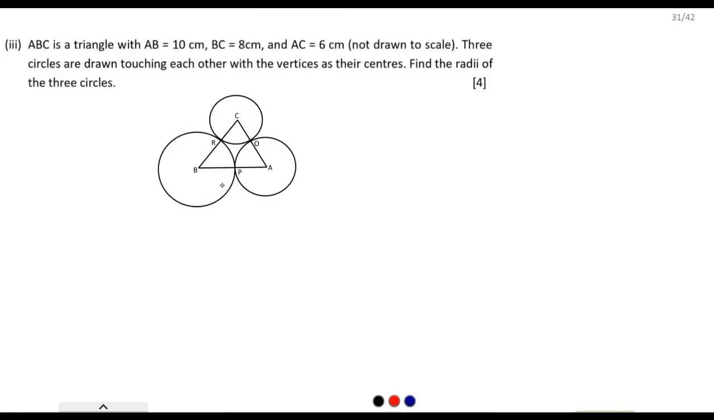In this question, AB is 10 centimeter, BC is 8 centimeter and AC is 6 centimeter and we have to find the radii of 3 circles. Suppose radii of first circle is R1, second is R2 and third is R3. Then AB is equal to R2 plus R3.